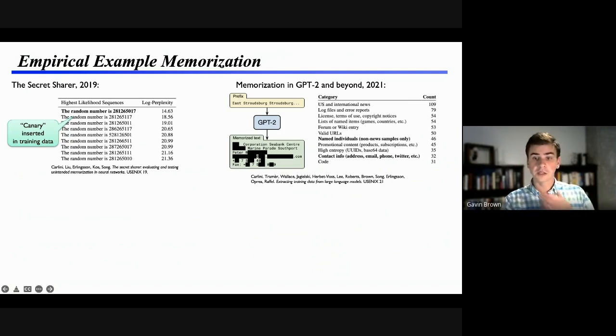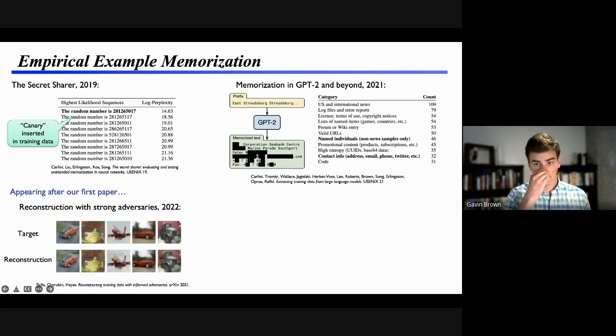Our paper does have some experiments, but appearing after our first paper, two works demonstrated reconstruction of training data from image classifiers. The first uses a strong adversary, who knows all but one of the data points, to extract that final data point from a trained CIFAR10 classifier. We have the target images on top and the reconstructed images on the bottom. They're quite good, as you can see.